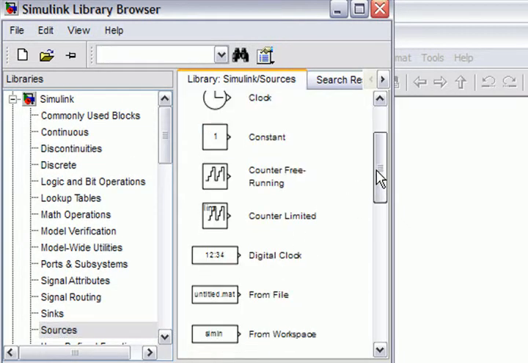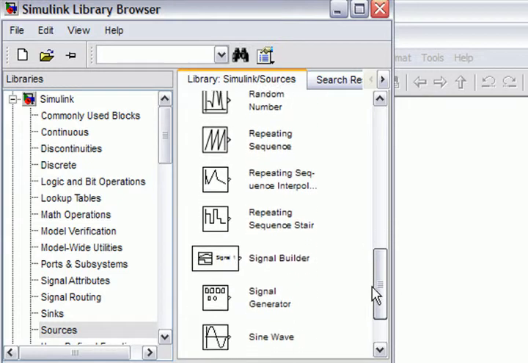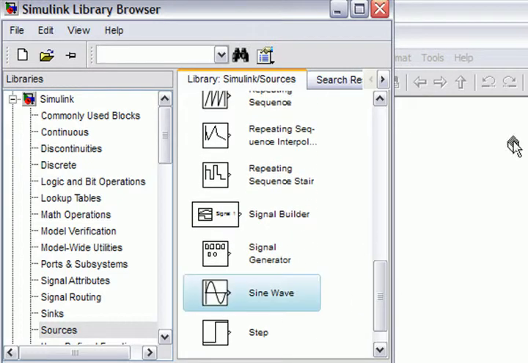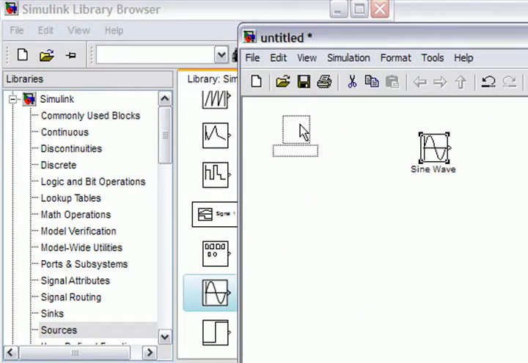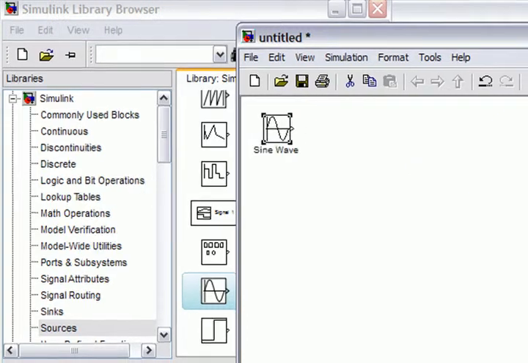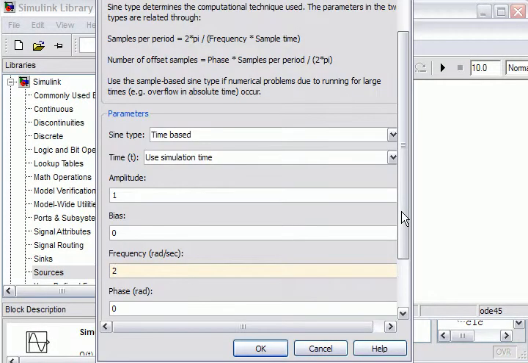From sources subcategory, we choose sine wave block, and change its parameters by double-clicking on it to the following. Our frequency is 2 radians per second and our phase is pi divided by 2 because according to our equation we need a cosine, not sine.